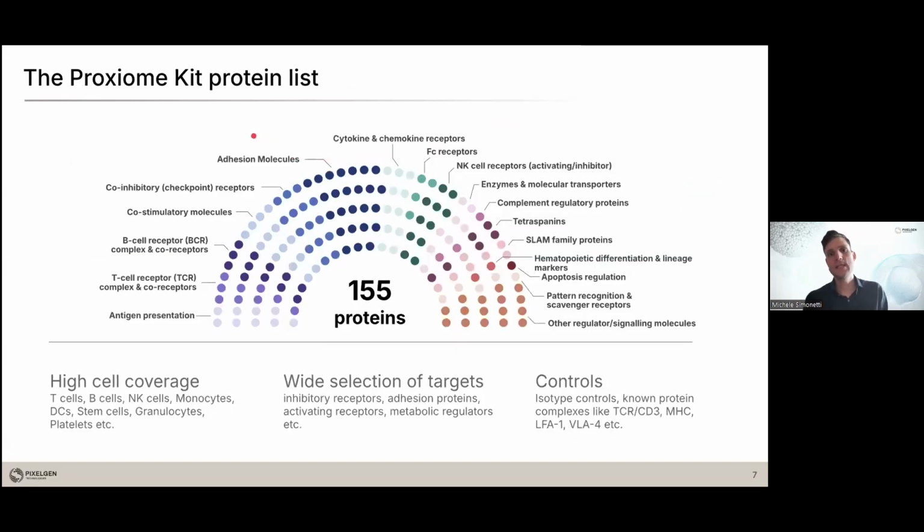If we look at the protein list, as I said, 155 proteins. What we tried to do was include proteins that will give a high cell coverage, so for T cells, B cells, NK cells, monocytes, etc. Also a wide selection of targets. We included inhibitory receptors, adhesion proteins, activating receptors, metabolic regulators, and the panel is available online on our website, so feel free to check it out. And there are also controls. We have included isotype controls, but also known protein complexes.